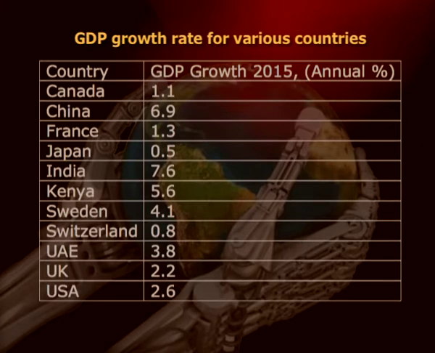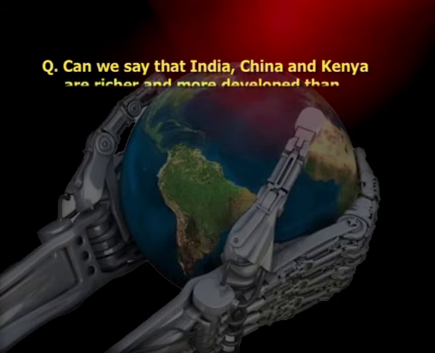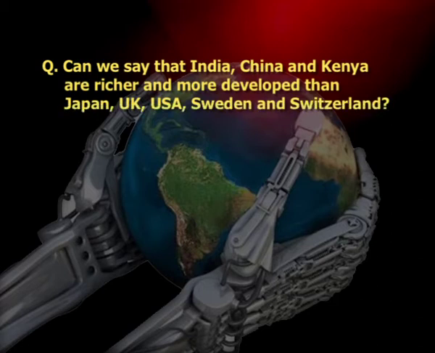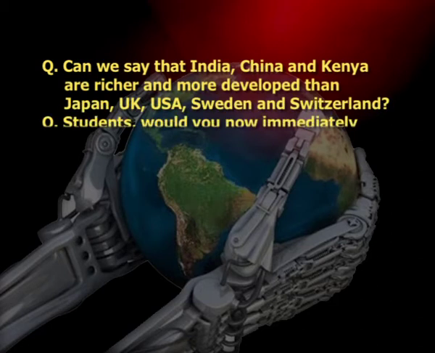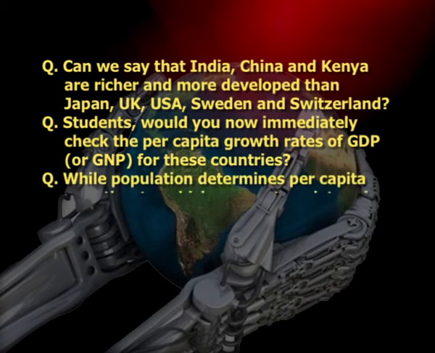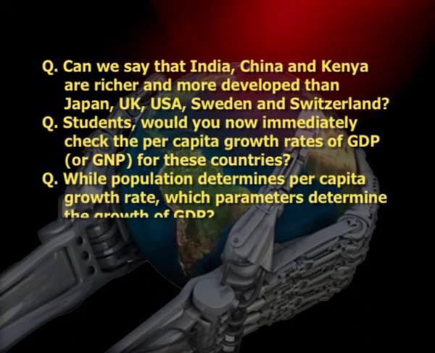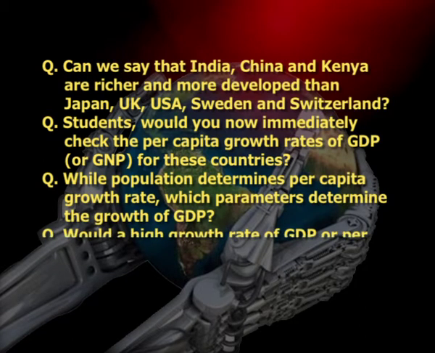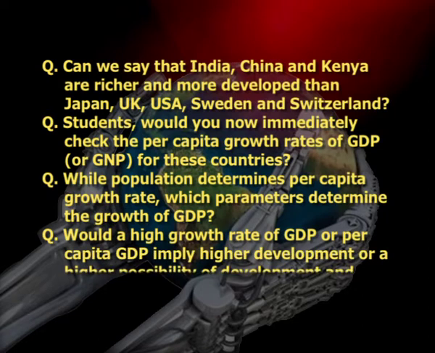Let us have a look at the GDP growth rates of various countries. Looking at these figures, can we say that India, China, Kenya are richer and more developed than Japan, UK, USA, Sweden and Switzerland? Students, would you now immediately check the per capita growth rates of GDP for these countries? While population determines per capita growth rate, which parameters determine the growth rate of GDP? Would a high growth rate of GDP or per capita GDP imply higher development or a higher possibility of development and welfare?